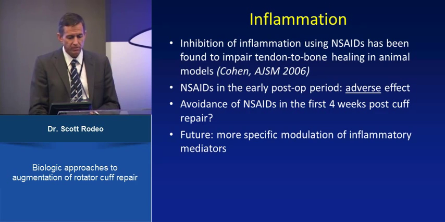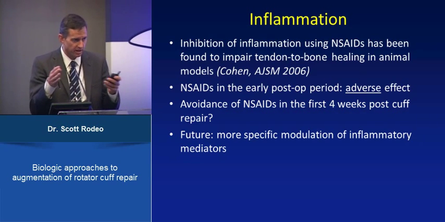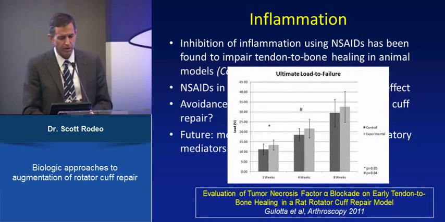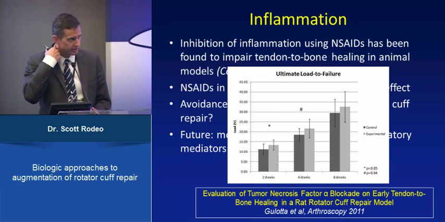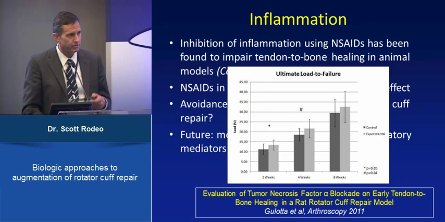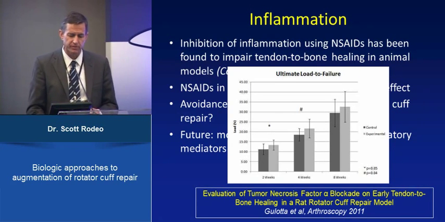In the future, we need more specific ways to modulate the inflammatory response. Non-steroidals are very non-specific. They knock out a lot of different molecules and a lot of different mediators. We went back to our model and we used a drug that blocks TNF-alpha, Enbrel, which has been used by our colleagues in rheumatology as a TNF-alpha blocker. In fact, we found if we did our rotator cuff repairs and blocked TNF-alpha, there was an improvement in healing. So this is a more specific modulation of inflammation.